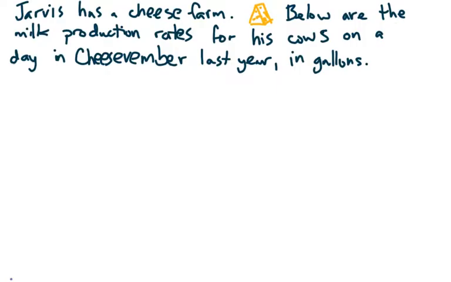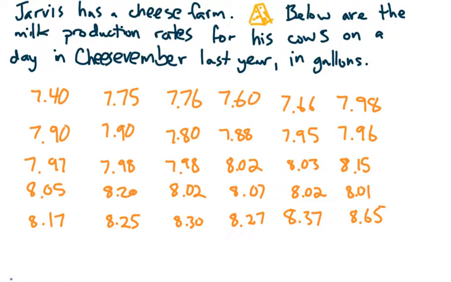Alrighty, campers, time for example 2. Jarvis has a cheese farm. See cheese picture. Below are the milk production rates for his cows on a day in the month of Cheesevember last year in gallons. You'll notice that there are 1, 2, 3, 4, 5 rows of 1, 2, 3, 4, 5, 6 columns, meaning there are 30 cows on Jarvis's cheese farm.